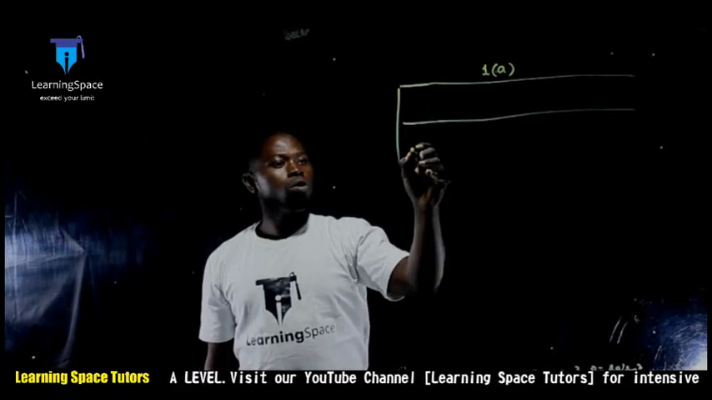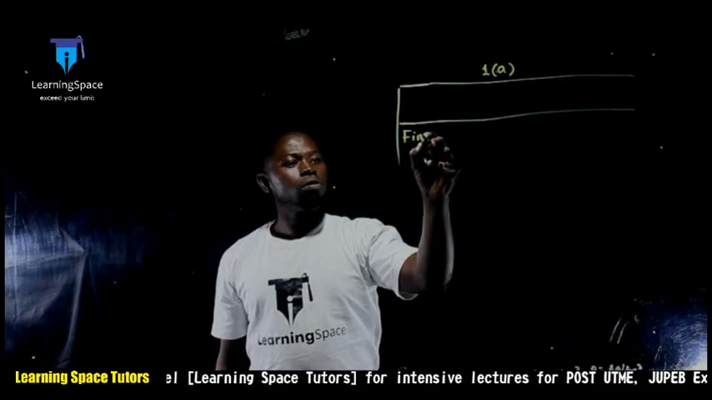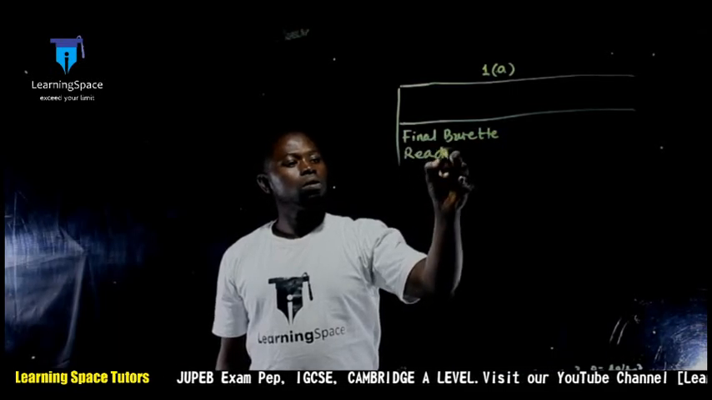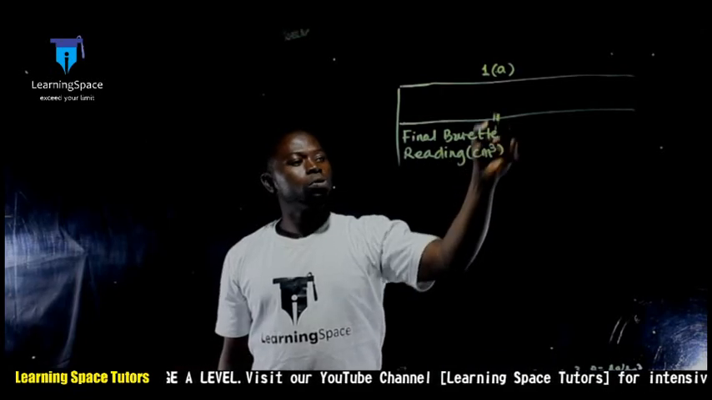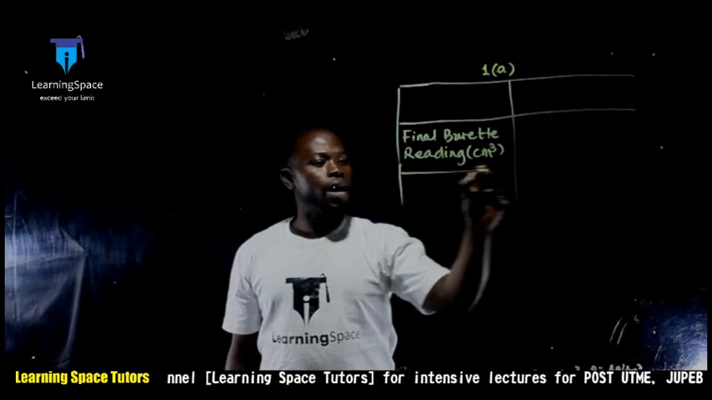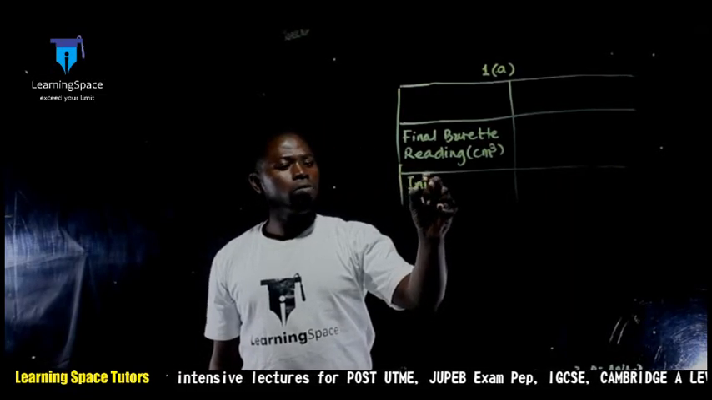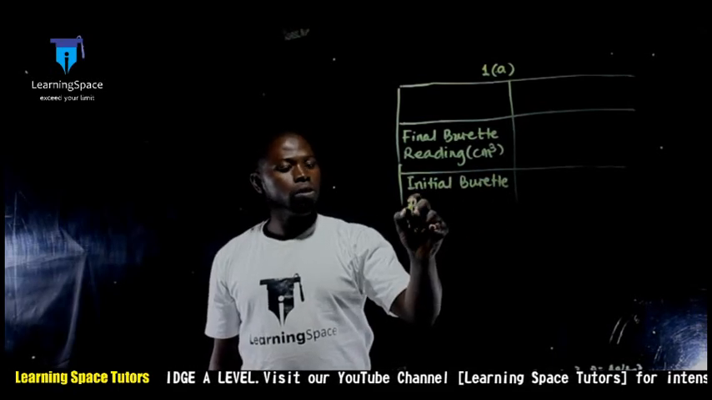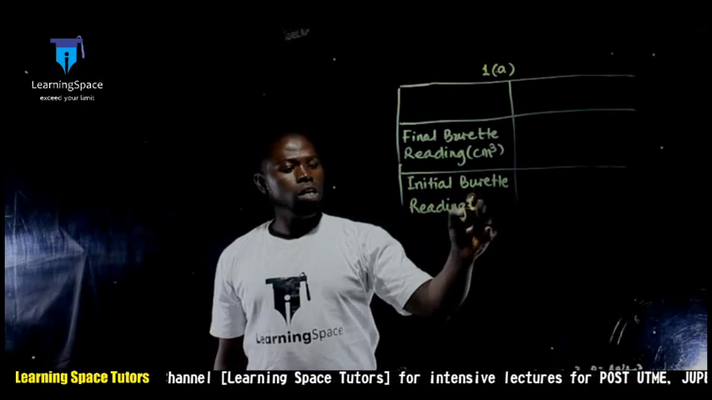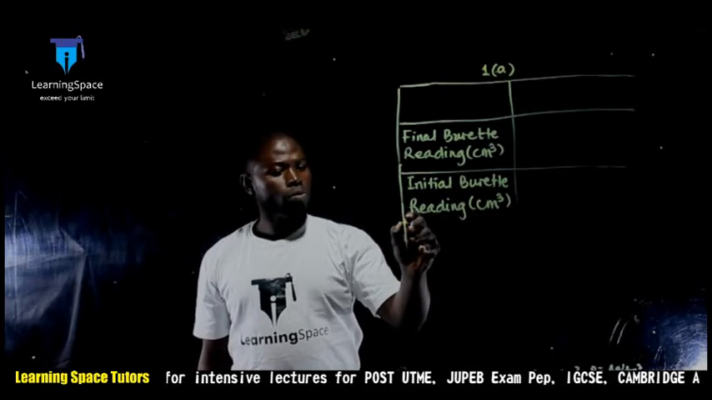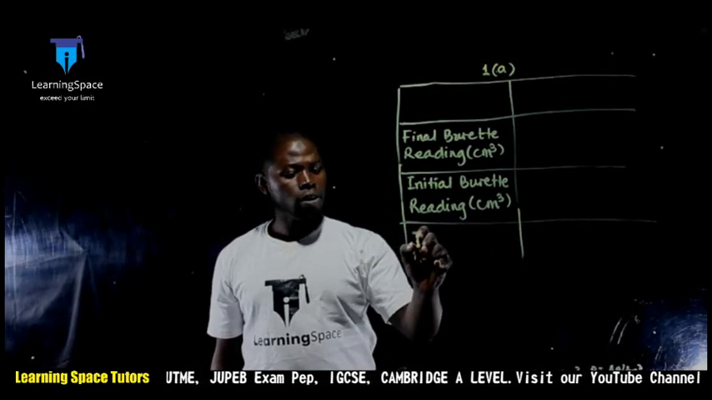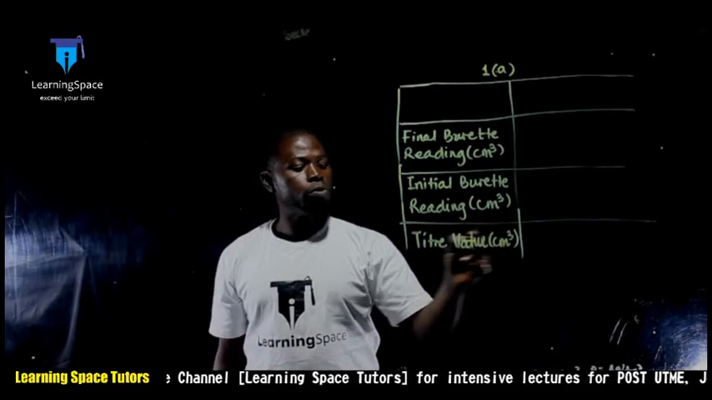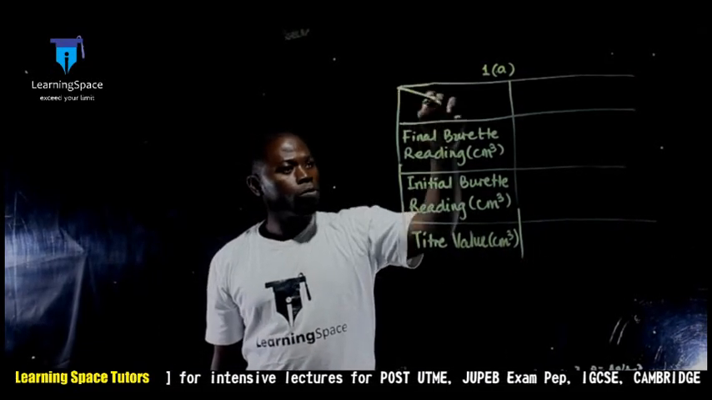In the table, we are going to have a final burette reading. The unit must be there in centimeter cube. At the top, then we have the initial burette reading in centimeter cube. Then titer value in centimeter cube.